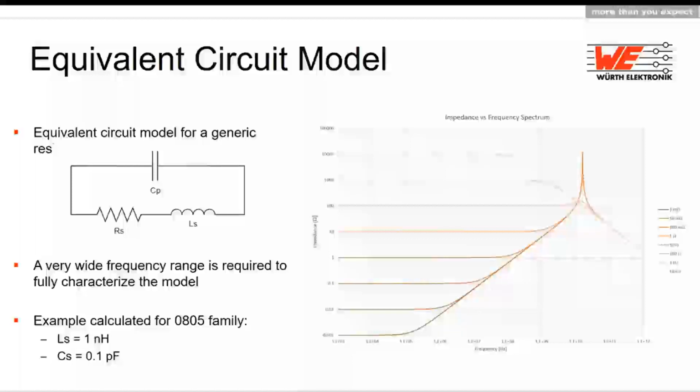Then we simulated a frequency characteristic with different resistance values and the same parasitics. As you can see, the behavior corresponds perfectly with our measurement. Also interesting is the self-resonant point. What you see here is the correspondence with our measurements, and here is the self-resonant frequency.